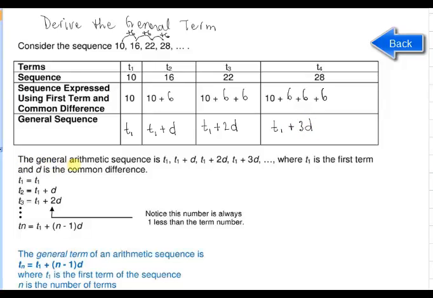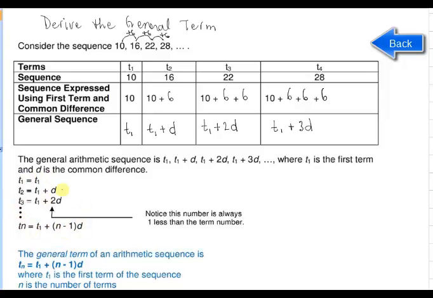So the general arithmetic sequence is T1 for the first term, T1 plus D for the second term, T1 plus 2D for the third term, and T1 plus 3D for the fourth term, where T1 is the first term and D is the common difference. And so we have that summarized here. T1 equals T1, T2 equals T1 plus D, T3 equals T1 plus 2D. So let's write that even in a more general way.